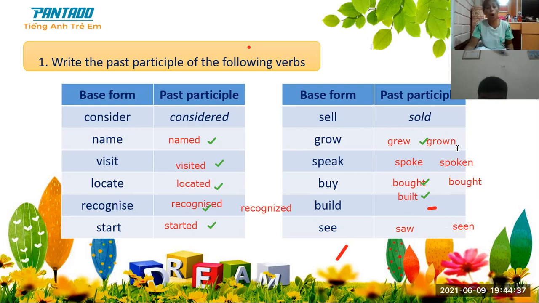What we have here: grow, grew, grown. Speak, spoke, spoken. Buy, bought, bought. Build, built, built. See, saw, seen. The ones here are the past participle. Always remember: present tense, past tense, past participle. Do you understand? The ones you told me, grew, spoke, built, are past tense, but we are talking about the past participle here, so it would be quite different.